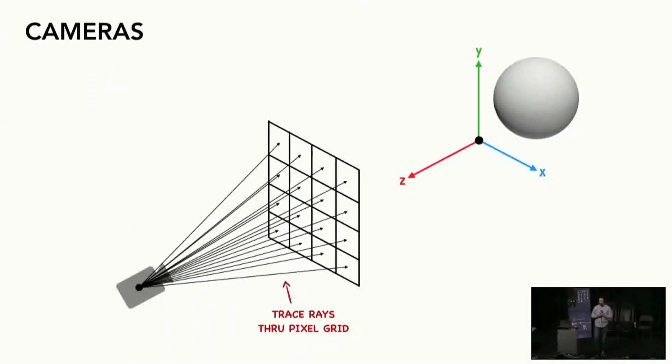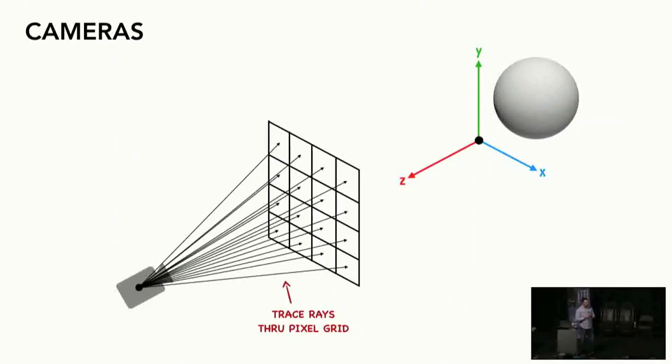Now we get an interesting side effect from this. Because of the way we're tracing these rays out into our scene, we get perspective for free. Objects that are further away from the camera are going to appear smaller than objects that are closer to the camera. And this is pretty neat because remember we said that is one of the things that we need to have for realism in our image. So we get that for free.